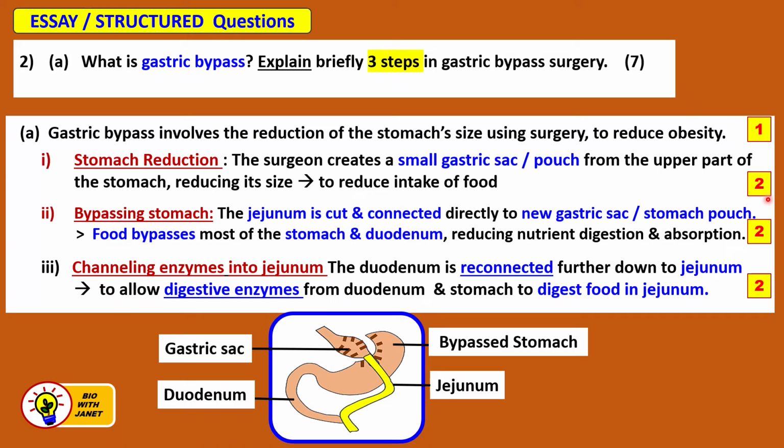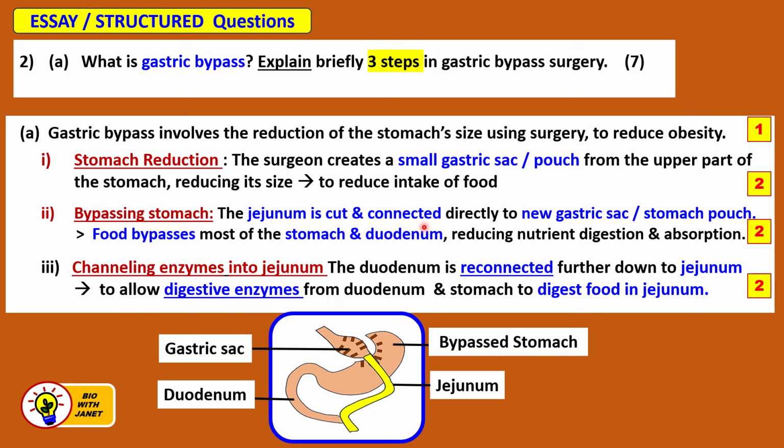Okay, to reduce obesity. So there are 3 basic steps. The first step is the stomach reduction. The surgeon creates a small gastric sac or pouch from the upper part of the stomach, thus reducing its size in order to reduce the intake of food, because the size of the stomach will be reduced. So the person will only be able to take in a small amount of food.